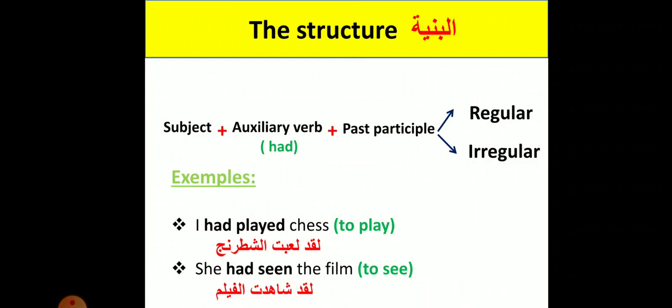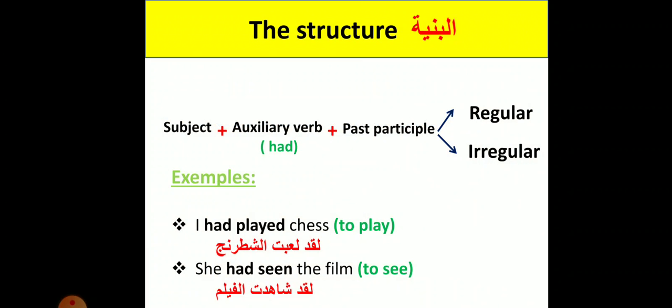The structure is subject plus had, which is the auxiliary verb of verb to have, plus the past participle that can be regular or irregular. Here are some examples. I had played chess. I, subject, had the auxiliary verb, played is the past participle of verb to play, which is a regular verb, chess is the object.